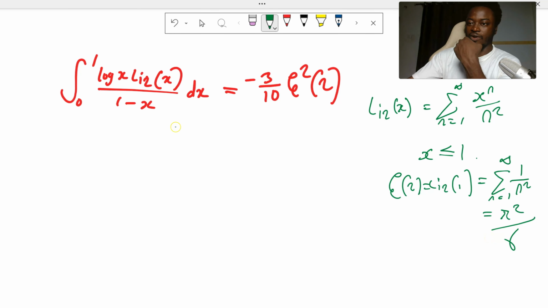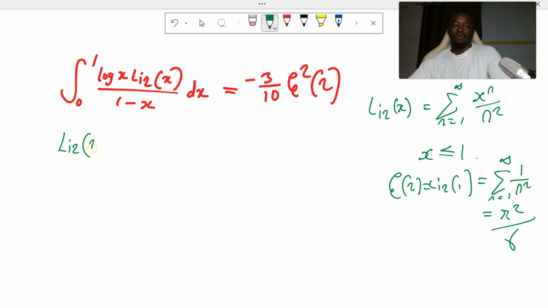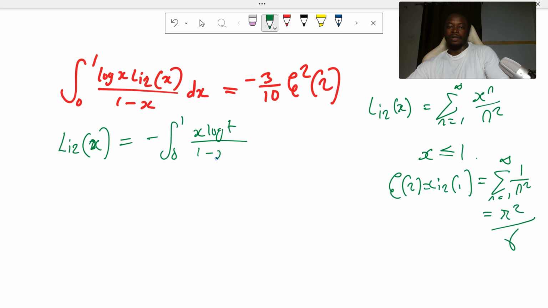Now we are asked to compute this definite integral, and one way to do this is to observe that this dilogarithm function has a neat integral representation. For example, it can be verified that the dilogarithm of x equals negative the integral from 0 to 1 of x log t all divided by 1 minus xt dt. So this is the integral representation of the dilogarithm function.